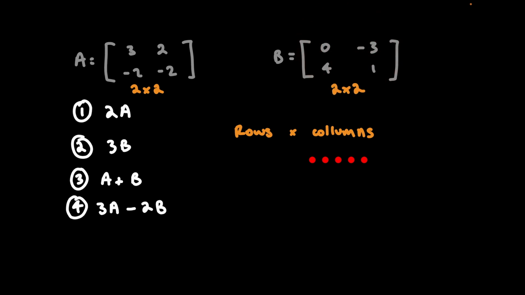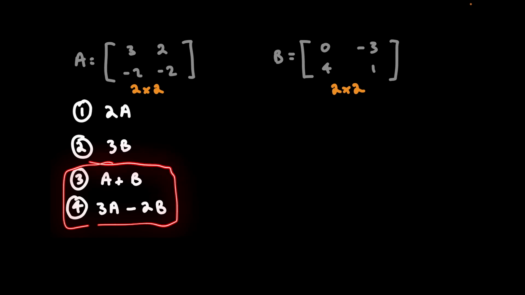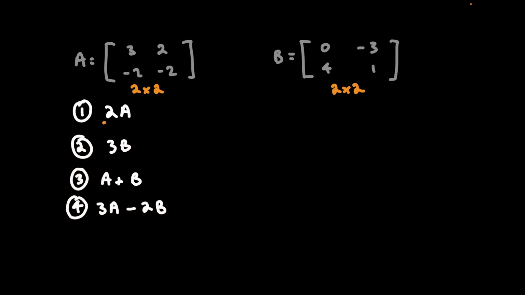You can only add and subtract matrices that have the same dimensions. That is the only thing we need to know for questions 3 and 4. To multiply any matrix by a scalar multiple, let's say k times the matrix A, all we have to do is multiply every single element in a matrix by the constant k. So let's have a look at question number 1.